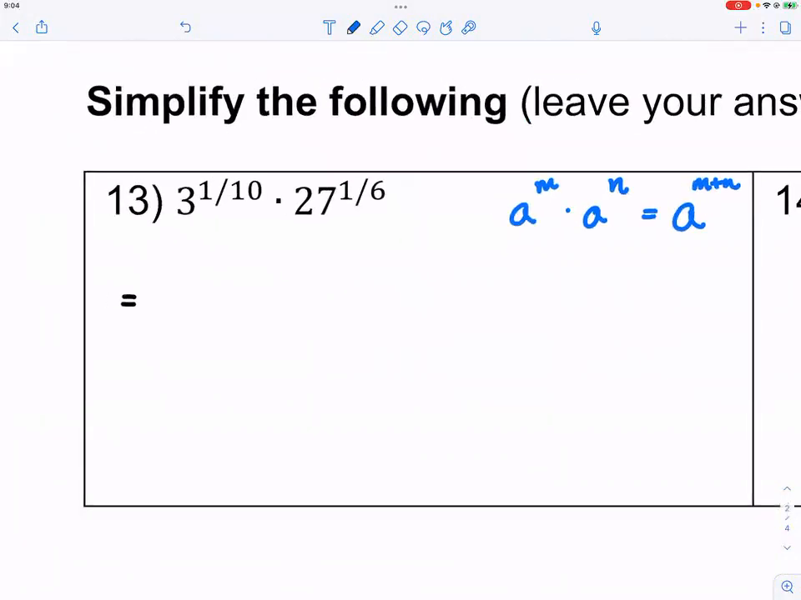Now, the focus I want you to have here is that the bases must both be the same. If they're not the same, you cannot add the exponents together. Well, at this point, they are not the same. So what can we do?